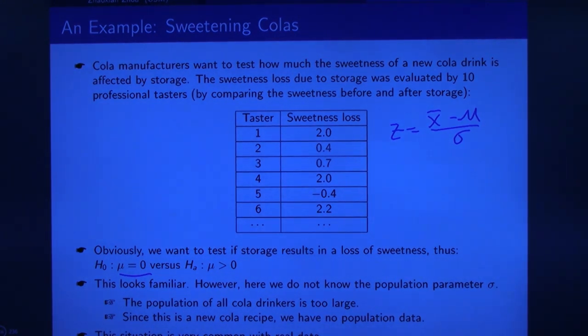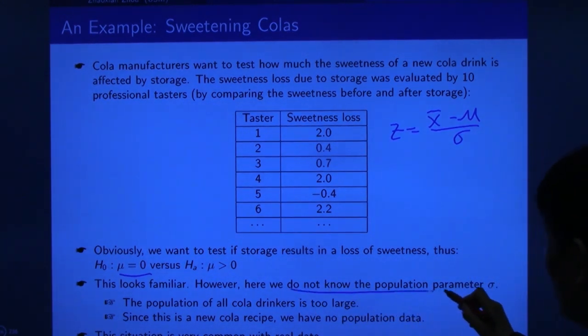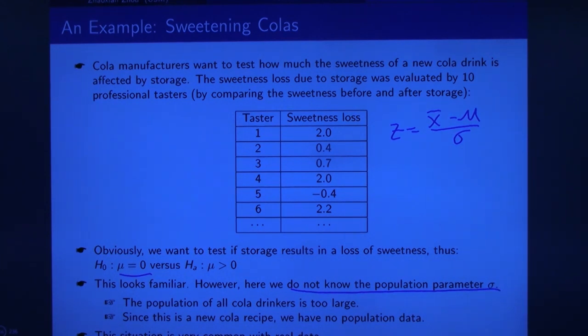Now we have a question, because we don't know sigma, which is the standard deviation for the population. Here, we know the population is the whole cola drink, but we only know the sample. We do not know the population parameter, the standard deviation sigma. Maybe there are several reasons. The first reason is maybe the population of all cola drinks is too large. The second one is because this is a new cola recipe, so we have no population data. So anyway, we don't know this one.